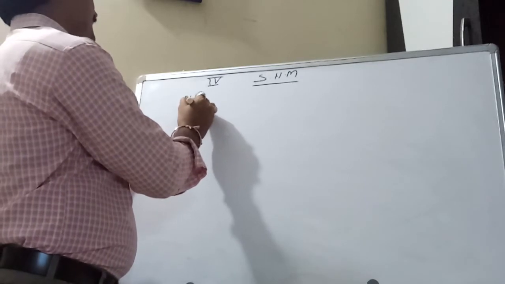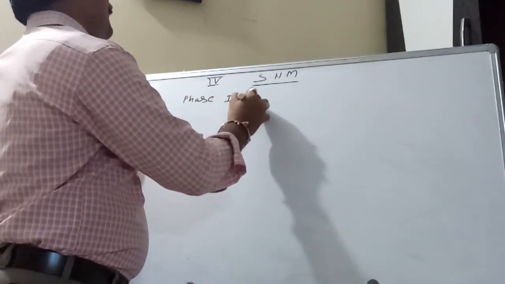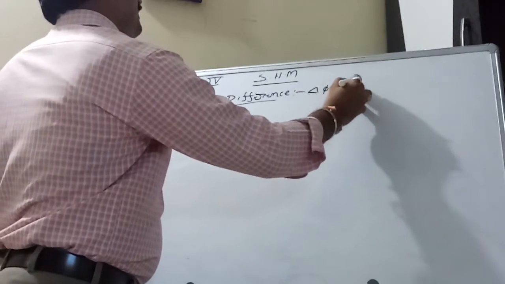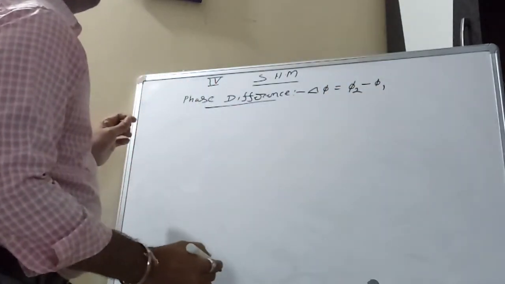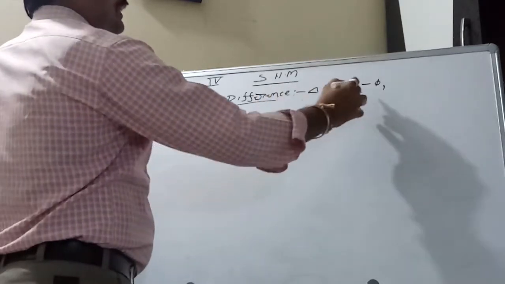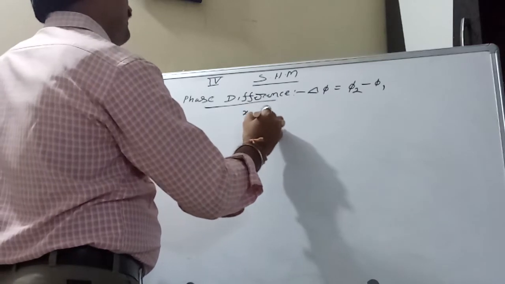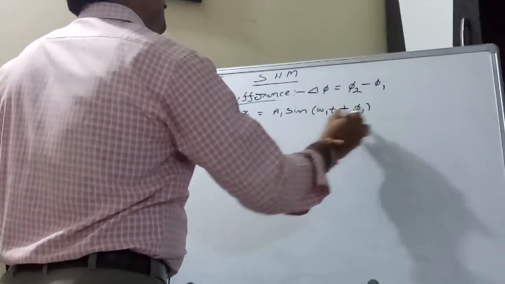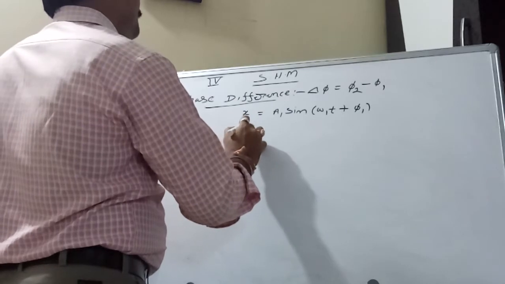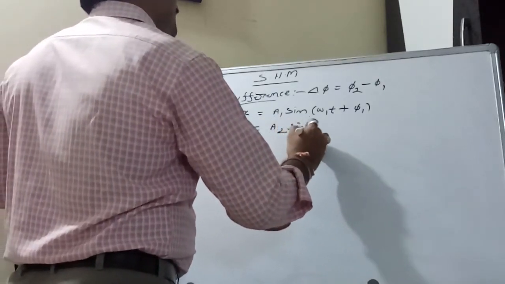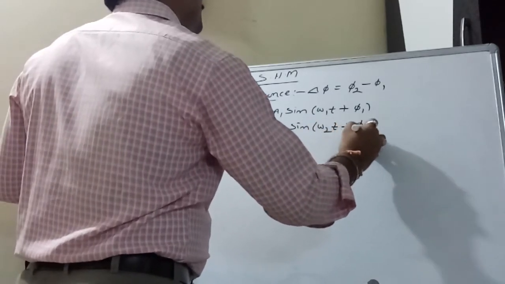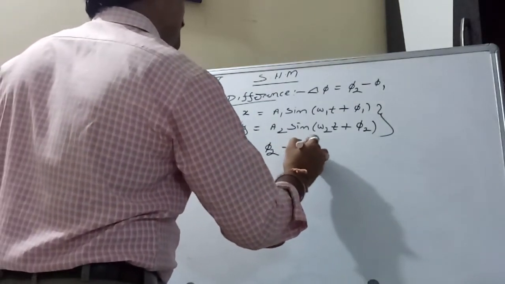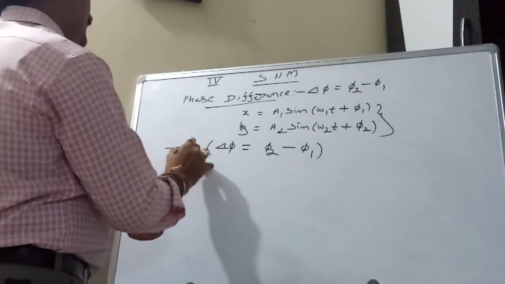Phase difference. Phase difference delta phi is equal to phi 2 minus phi 1. For two phases in SHM, x equals a1 sin(omega 1 t plus phi 1), and y equals a2 sin(omega 2 t plus phi 2). The phase difference between these two is delta phi equal to phi 2 minus phi 1.